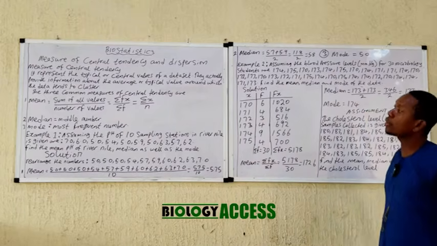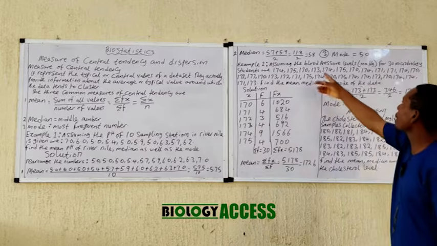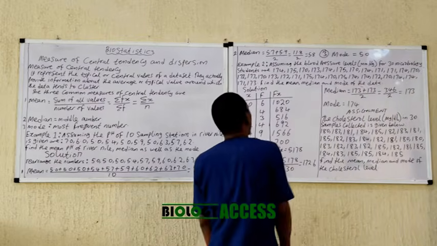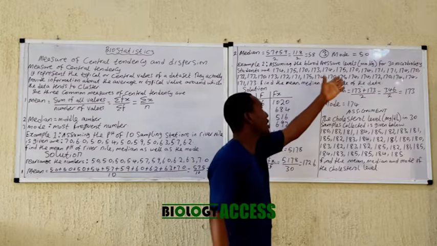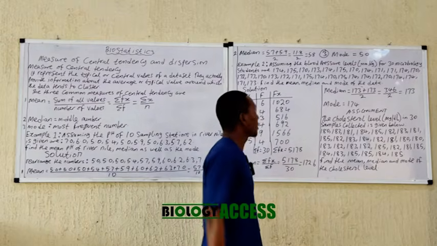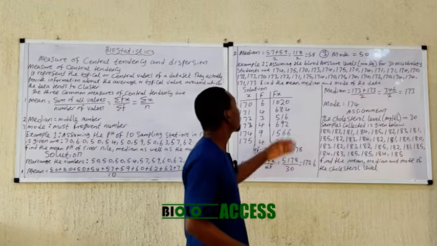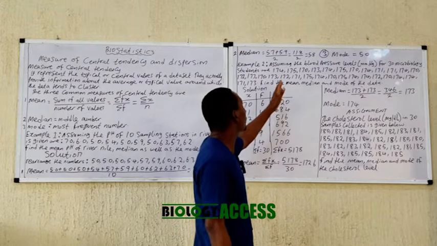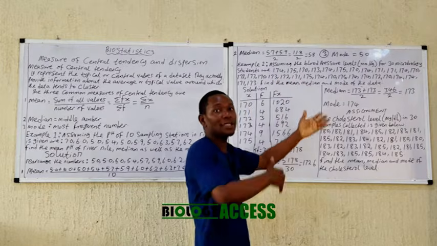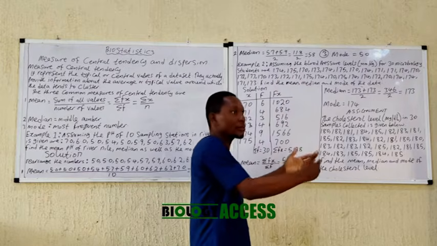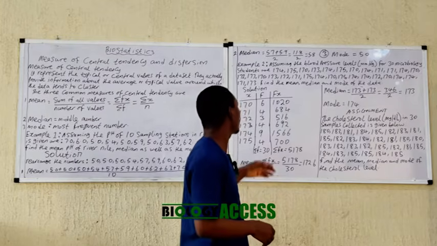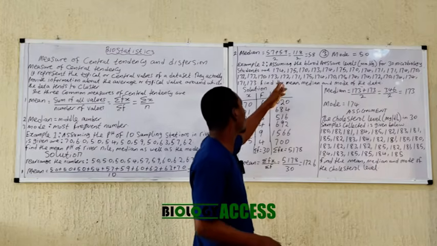We can take a quick look at another example. Assuming that the blood pressure levels for 30 microbiology students, you can see the set of data given below. Find the mean, median, and mode of the data set. Now, because this data set is so large and has recurring values, what we do in most cases is just list out the values that are there.